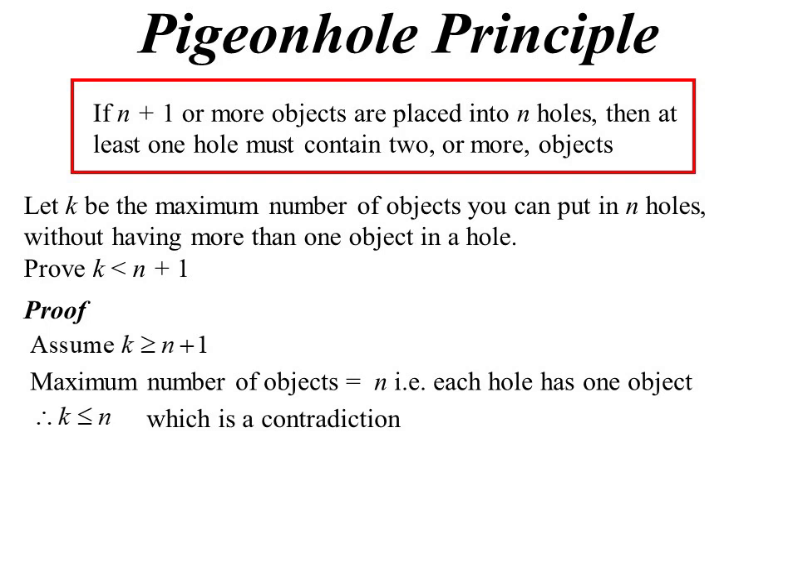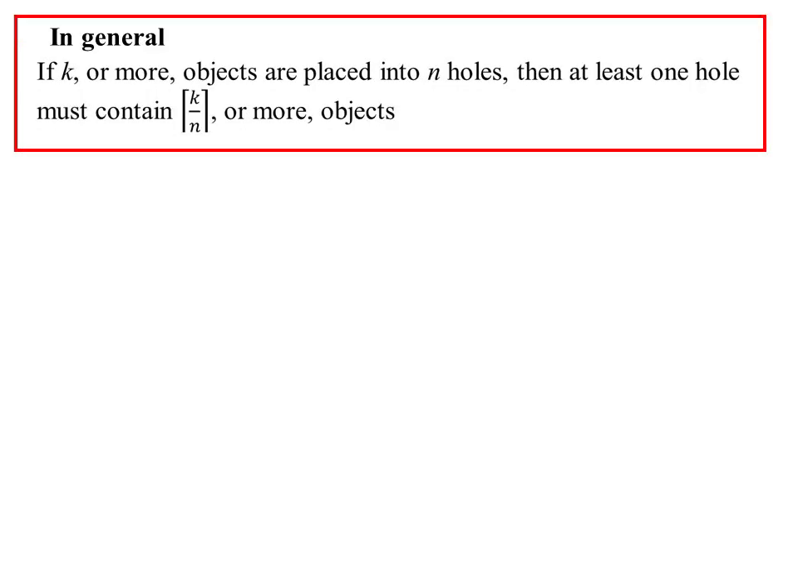Thus, my assumption must have been wrong. It can't be true that k is greater than or equal to n plus 1, so k must be less than n plus 1. As I say, is it a proof? Yeah, well, it sort of is. In general, here's how we can do it.